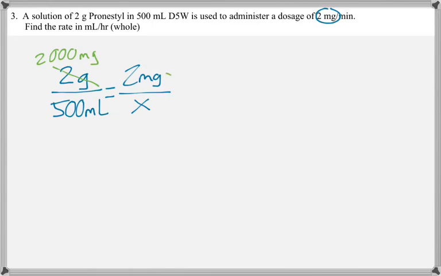And then I also need to multiply by 60. And again, that's because this 2 milligrams is per minute, and our final rate we want to be per hour. So I'm going to take 500 times 2 times 60 divided by 2,000, and we get 30. So this is 30 mLs per hour.